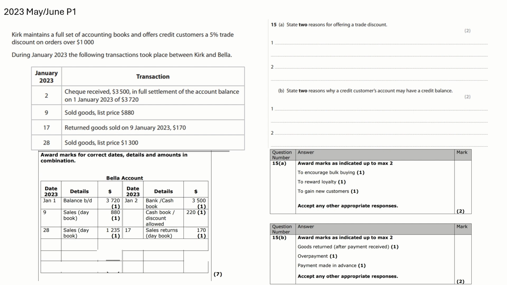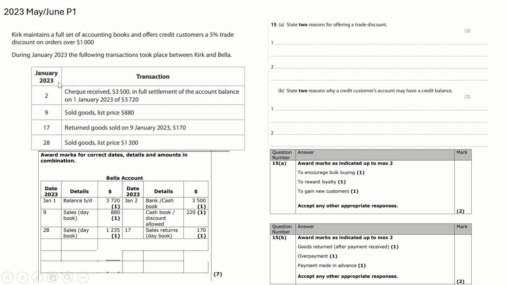Now let's complete the transactions in order to complete Bella's account. So who is Bella as per this question? Kirk is a person who owns the business. So as per the transactions that we can see here, it talks about sold goods and return goods against sold goods. That means Bella is a trade receivable. So it's really important to have an understanding, is this person a trade receivable or trade payable based on the transactions given.